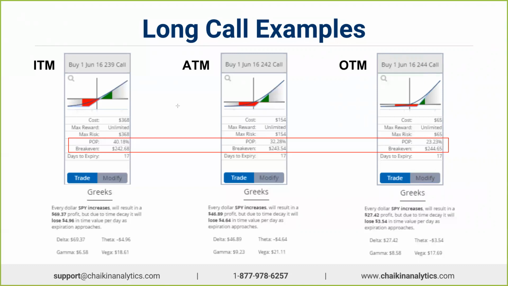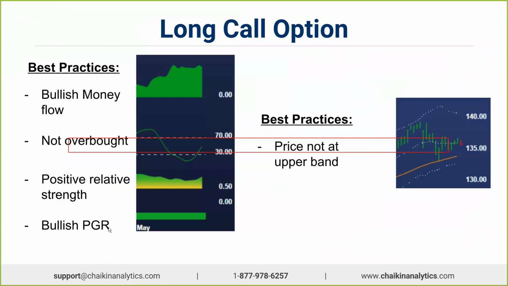Now, for long calls and short puts, we want to look like this. These are our best practices. We want good money flow. We don't want the stock to be overbought. When stocks are overbought and at their upper band, odds are, and we're playing the odds, that's what we're doing, likely moves are lower. So we don't want to do long calls or short puts, any bullish strategy, when we're overbought or at the upper band. We also want to see a bullish power gauge and positive relative strength.